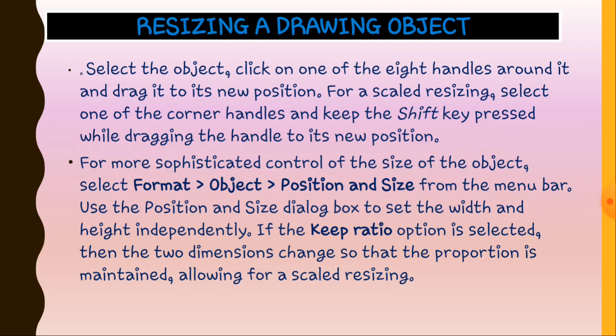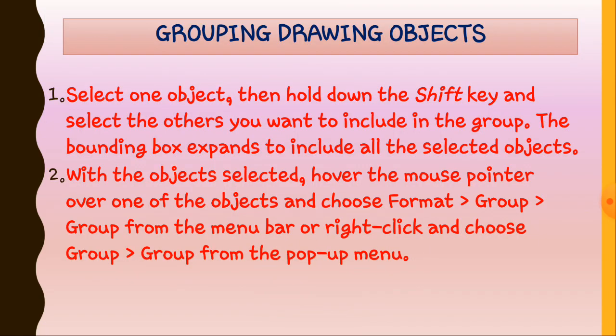Then you can set the width and height independently as you require. If the Keep ratio option is selected, then the two dimensions change so that the proportion is maintained, allowing for scaled resizing. Okay, then grouping drawing objects.